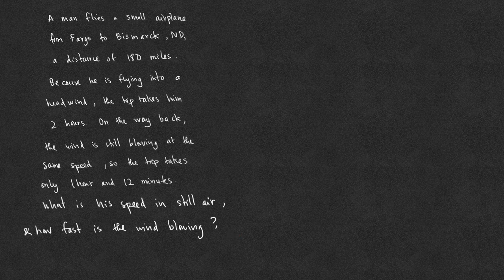The first sentence: the man flies a small airplane from Fargo to Bismarck, a distance of 180 miles. So we have two locations, Fargo to Bismarck, with a distance of 180 miles, and we assume that this is a horizontal distance. This distance is 180 miles.